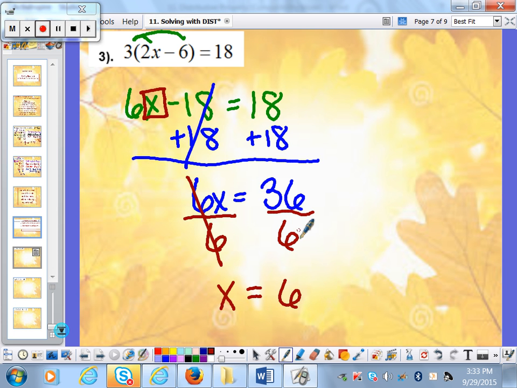Now you do have plenty of room for number 3, so I'm going to ask that you do a check below. So please pause the video, do your check, rewrite the equation, plug in 6, and make sure that you get a true statement in the end.